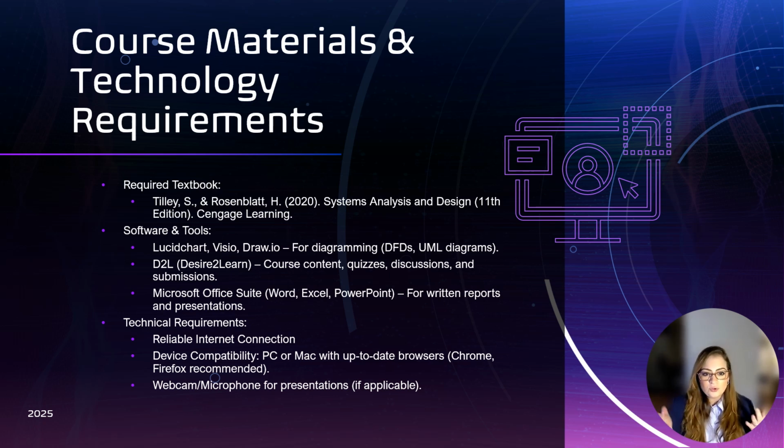Okay, and what course materials and technology requirements will you need for this course? Well, you're going to need the required textbook, which is the Tilley and Rosenblatt Systems Analysis and Design. This is going to be the 11th edition. You'll see it online in D2L and also on the syllabus. It's going to be documented there. Make sure you get the correct edition. Any software and tools you're going to need are going to be listed in D2L and also throughout the syllabus.